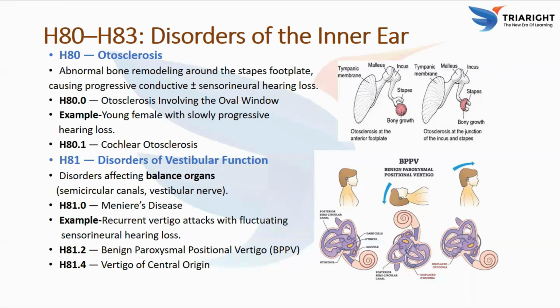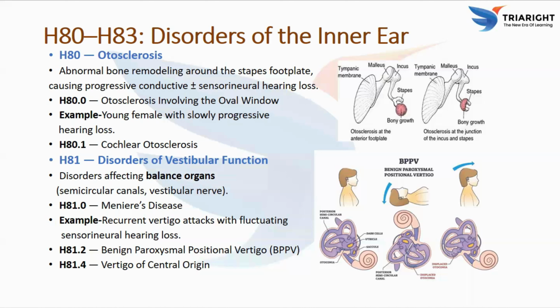So what is the pathophysiology? Normally, the stapes moves freely in the oval window to transmit the sound vibrations. So in otosclerosis, a spongy bone replaces the normal dense bone, causing the fixation of the stapes and reduced mobility. It reduces the sound conduction, with possible invasion into the cochlea.